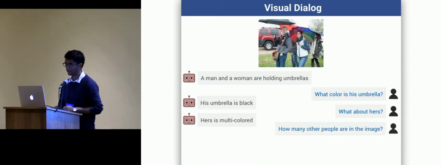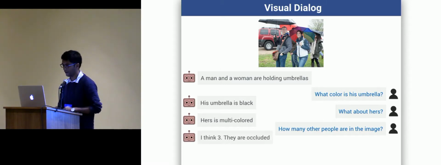A human might then ask another question, such as how many other people are in the image? This requires more complicated reasoning. The model has to keep track of how many people have been talked about in the dialogue history so far, reason about occlusions, and then count the remaining people, and then respond back with an answer such as, I think 3, they're occluded, and so on.